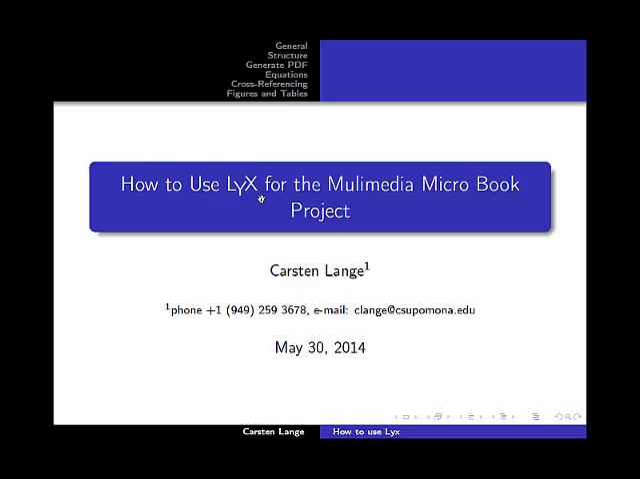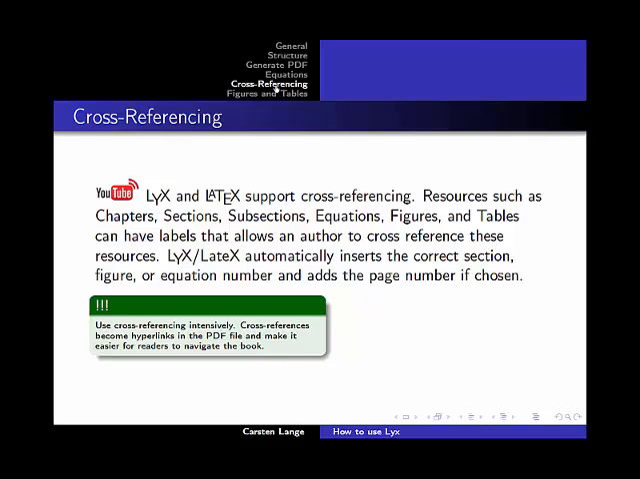This tutorial will introduce the cross-referencing capabilities of LyX and LaTeX. Resources such as chapters, sections, subsections, equations, figures, and tables can have labels, and these labels allow an author to cross-reference these resources. LyX or LaTeX will automatically insert the correct section number or figure number or equation number, and if needed or if wanted, will also add the page number.